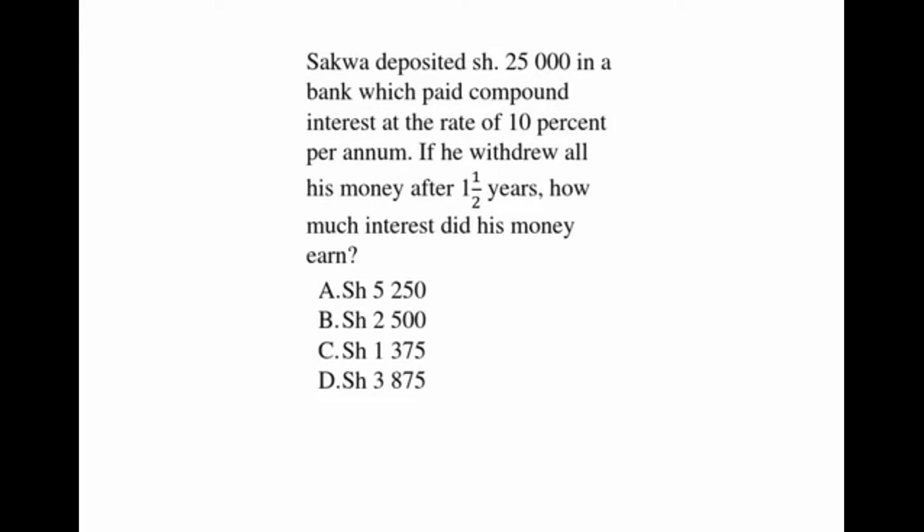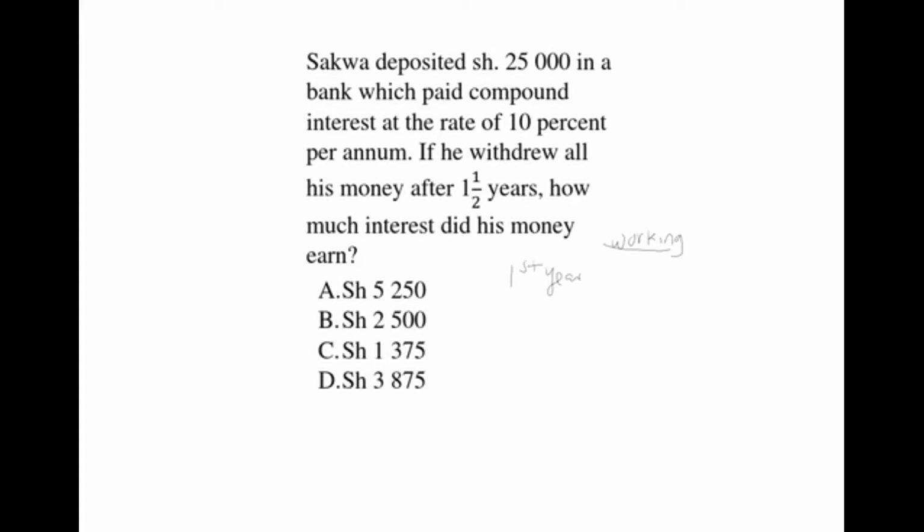Sakwa deposited 25,000 shillings in a bank which paid compound interest at the rate of 10% per annum. If he withdrew all his money after 1.5 years, how much interest did his money earn? So we have working. So this one is asking us about the compound interest. So we are going to start with our first year, because we can see the time is 1.5 years.